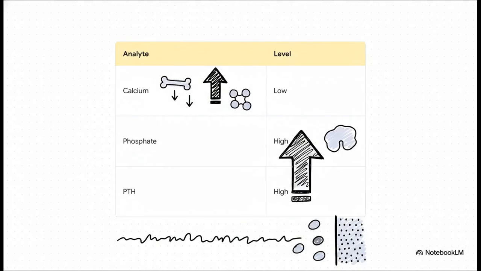Now, the lab results are what really sets this apart. Because of that end organ resistance, you still get the low calcium and the high phosphate. But, and this is the key difference, the PTH level is high. The body senses the low calcium and tries to compensate by churning out massive amounts of PTH. This is the biochemical signature of PTH resistance.